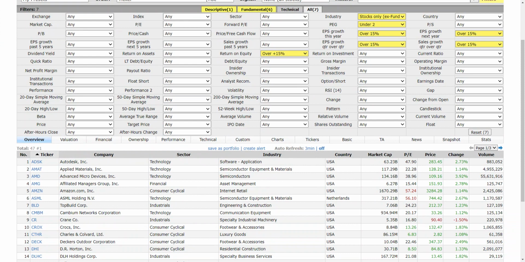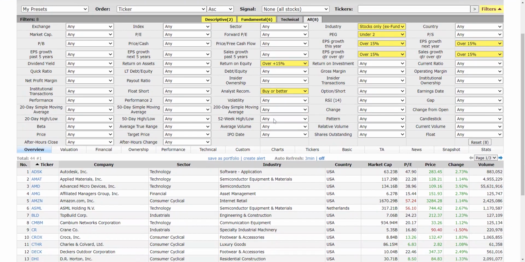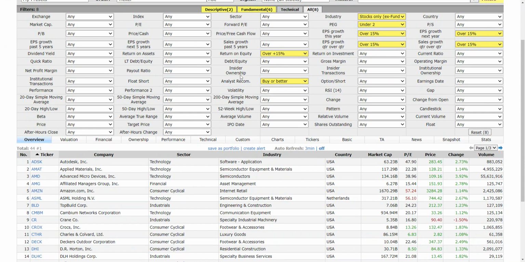Also, we really want to hear the words of these analysts. The analyst recommendation is an analyst's outlook on a stock. In this case, we want a buy or better. We can just go with a clear buy, but I always go with buy or better. So this is the recommendation from the analysts.